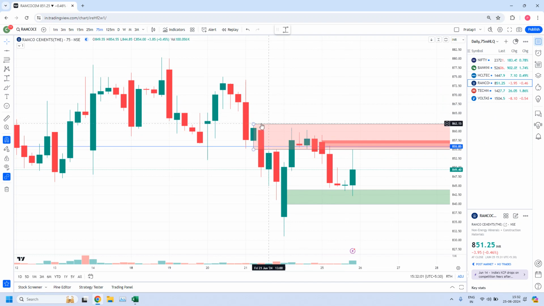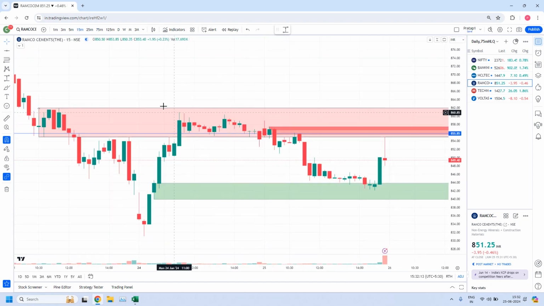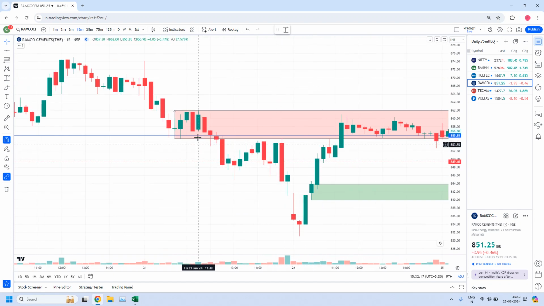RAMCOCEM: we have a drop, base, drop. This is a 75 minutes high liquidity zone, which we fine-tuned with the 15 minutes time frame. If you look into the 15 minutes time frame, here we have a drop, base, drop, and this is already violated. And we don't have any proper price structure here.